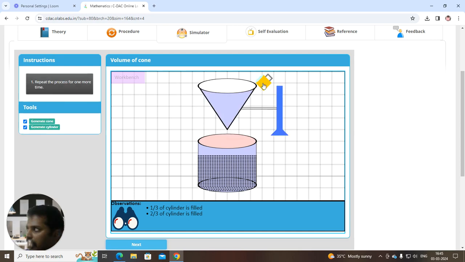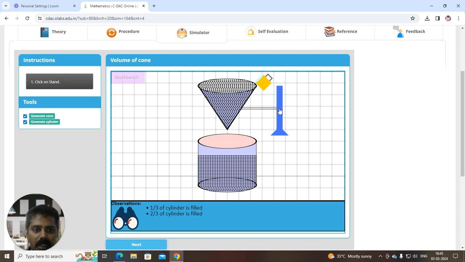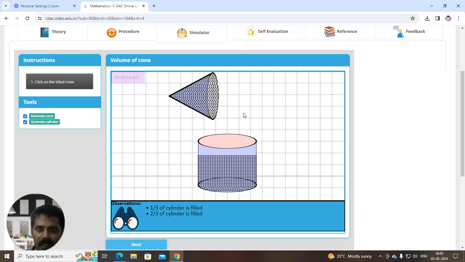Now again I am repeating the process finally. I am filling the total cone with sand. This is the third time I am filling. After filling the sand, now I will pour it into the cylinder. When I pour it into the cylinder, we observe the total cylinder is filled by the third cone.